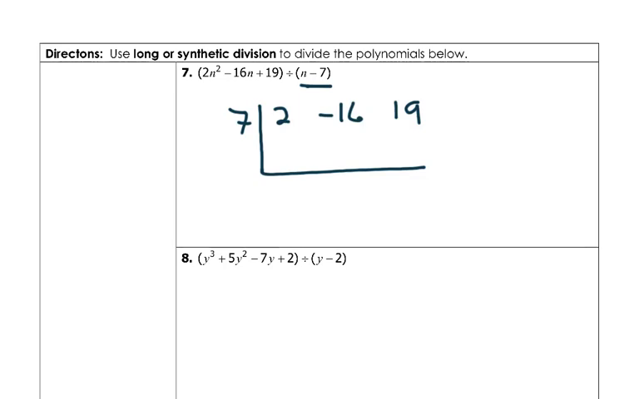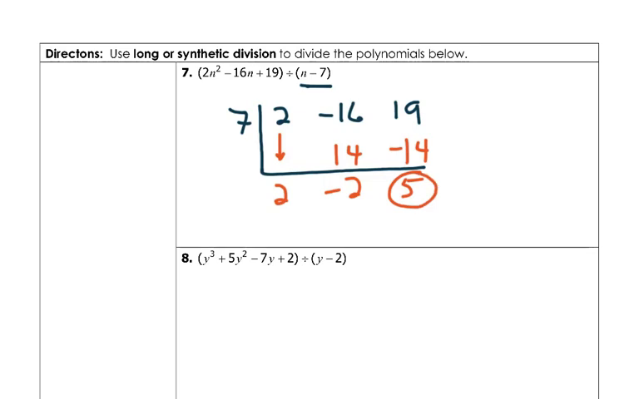When we solve for that, we get a positive 7, n equals 7, so that's going on the outside. All right, so as I said, bring the first number down, 2. That will be our first coefficient. 7 times 2, right? 7 times 2 gives us 14. -16 plus 14 gives us a -2. 7 times -2 gives us a -14. 19 minus 14, or 19 plus -14, either way it works, is 5. And that is our remainder.